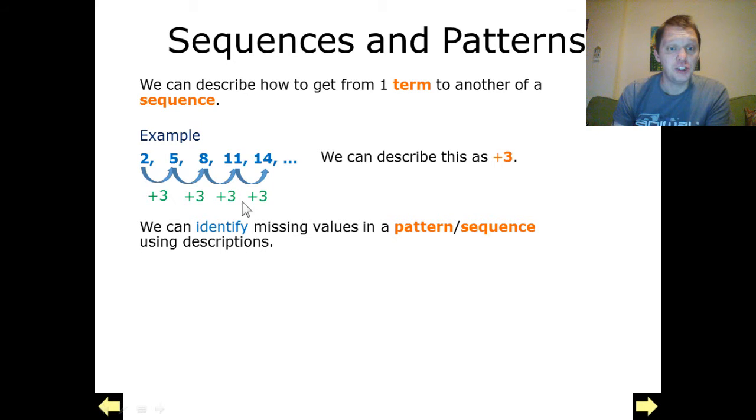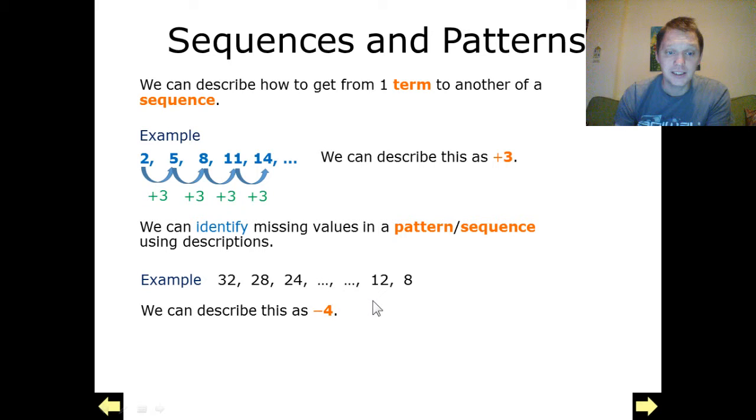By using this information, we can actually find missing numbers that we've got within our pattern or sequence. So here I've got a pattern which goes 32, 28, 24. I've got 2 missing ones, and then 12 and 8. But as some of you may already be able to identify, this is actually going down in 4s constantly, which is proved by the last 2 numbers. So my missing numbers for this would be 20 and 16. And like we just said, we're describing this as -4. Each term to get to the next one, I'm taking 4 away.